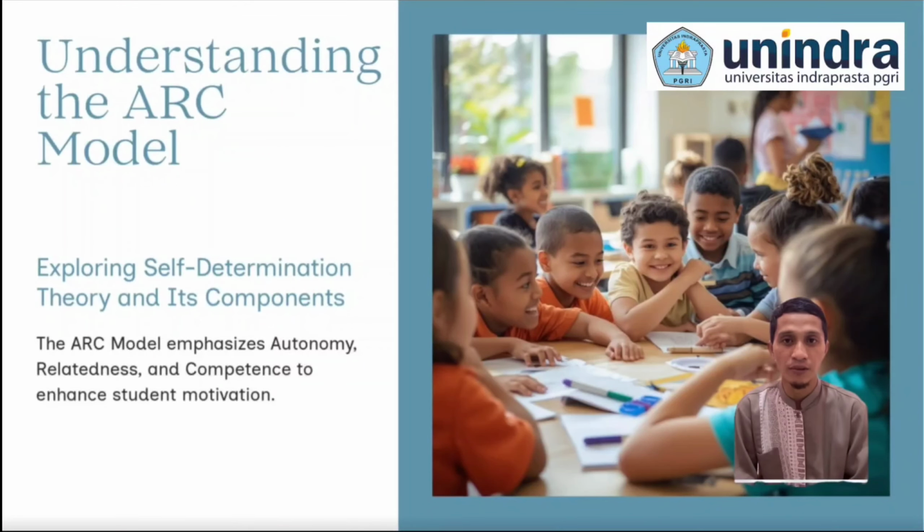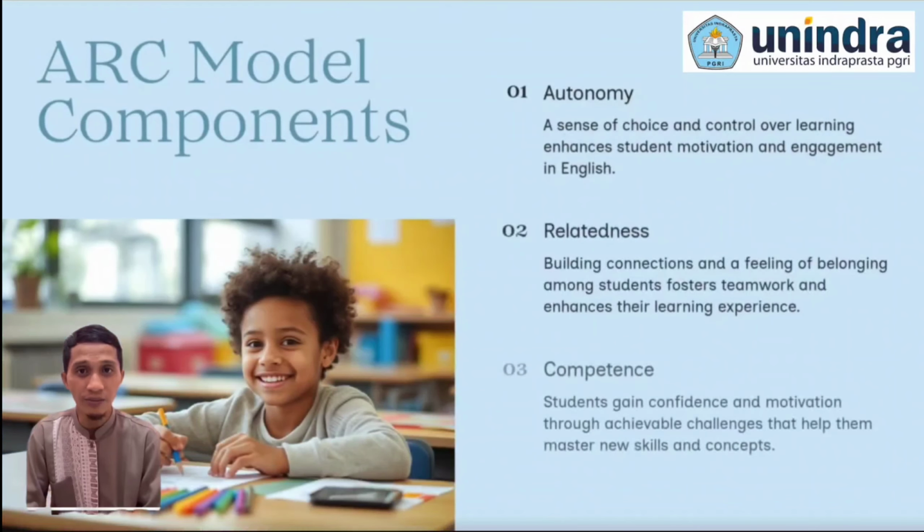Understanding the ARC model. To build that motivation, we can use a framework called the ARC model. This model comes from the well-established self-determination theory. It proposes that to enhance student motivation, we must satisfy three core psychological needs. These are autonomy, relatedness, and competence.